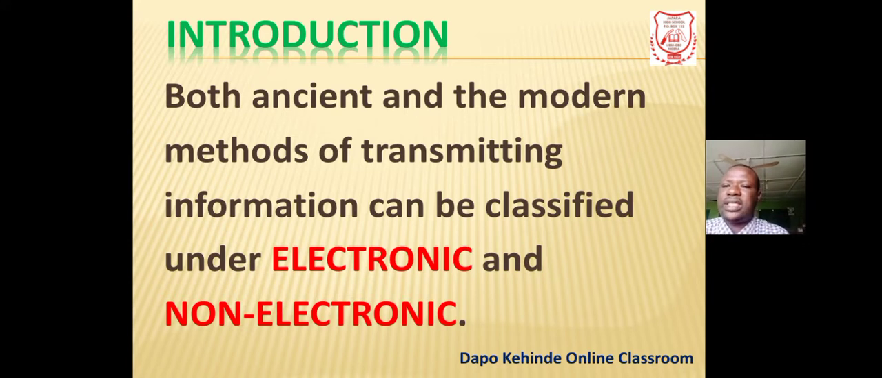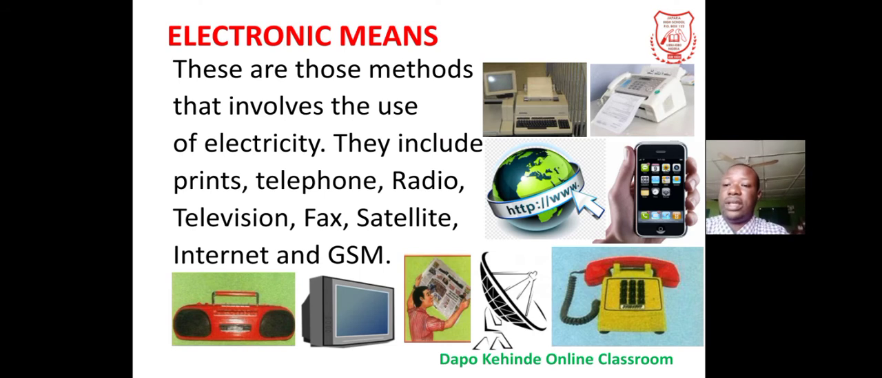So both ancient and the modern method of transmitting information can be classified into two, that is, by the medium through which those methods pass the information from one person to another. So we have the electronic means and the non-electronic means of transmitting information.